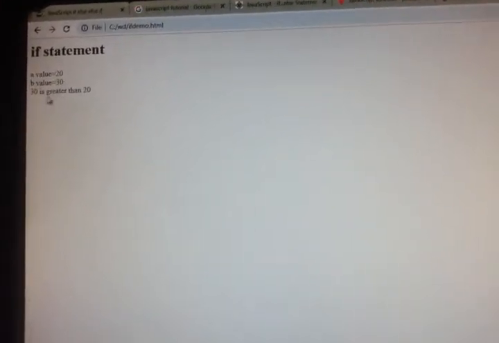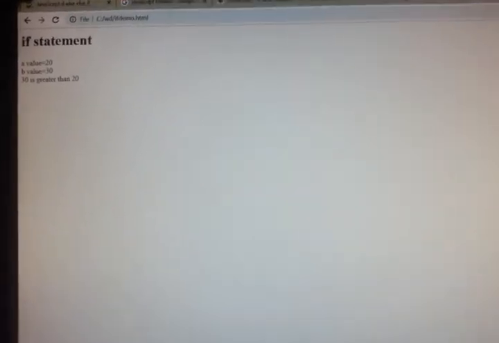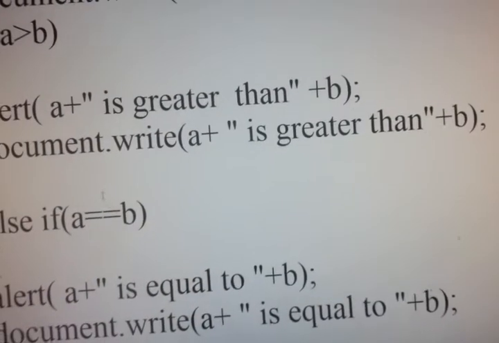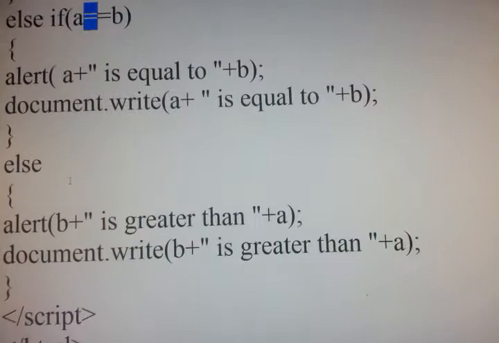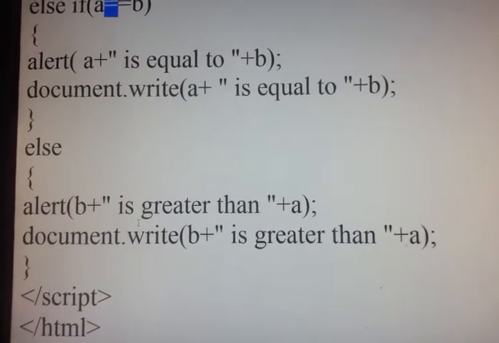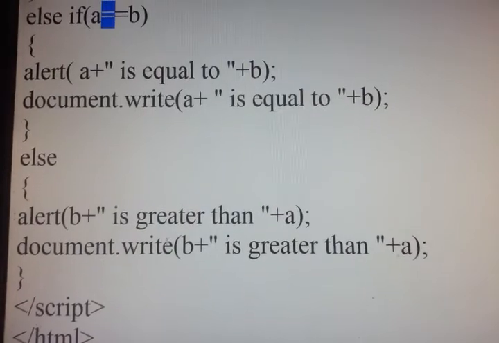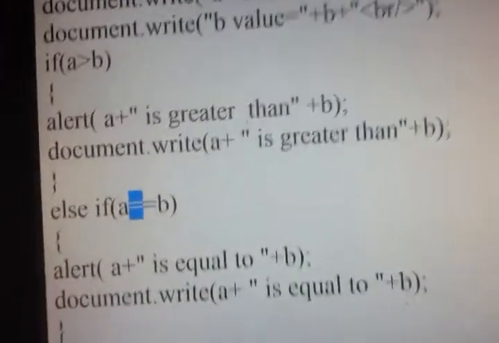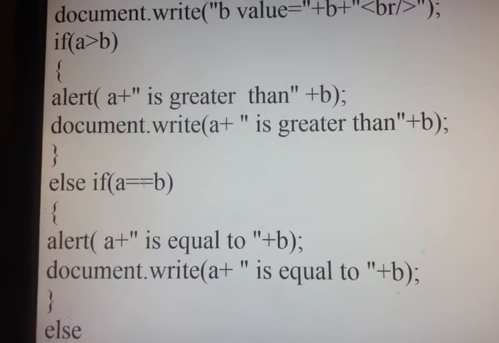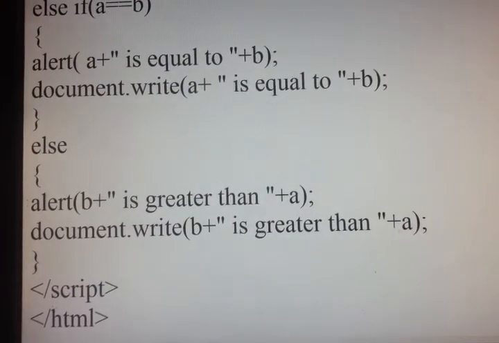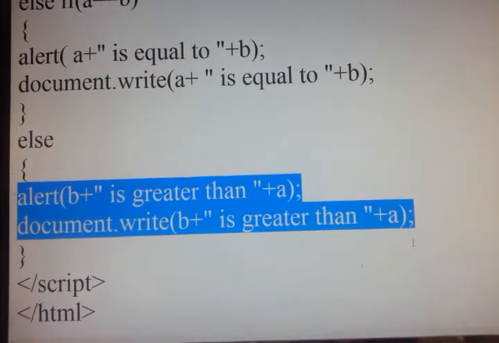We compile it. What we got? 30 is greater than 20. So A value is 20, B value is 30, so 30 is greater than 20. So which one is activated? The first one failed, so it is not activated. This is also failed, so it goes into the else part. So here condition 1 fails, it will check for the second condition, that is also failing, so it will go to the else part and this will be activated.